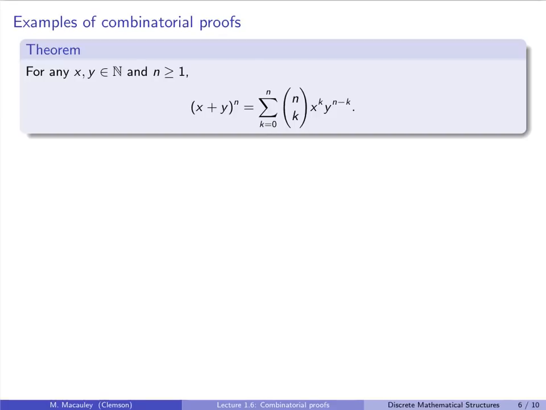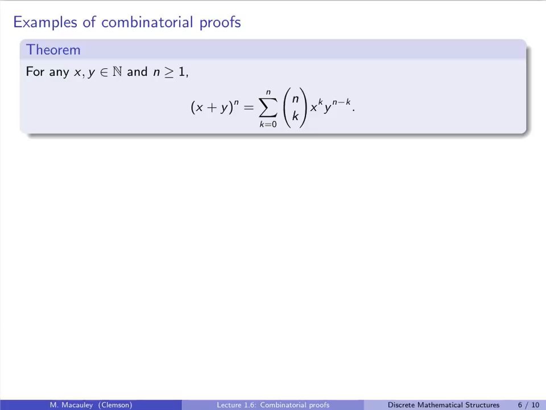Now recall that we did this earlier. We didn't have the restriction that x and y had to be whole numbers. Now, x and y could be variables, could be complex numbers, could be anything else. So this is actually a weaker statement, but I'm going to use a combinatorial proof to do it. Now recall how this worked before.